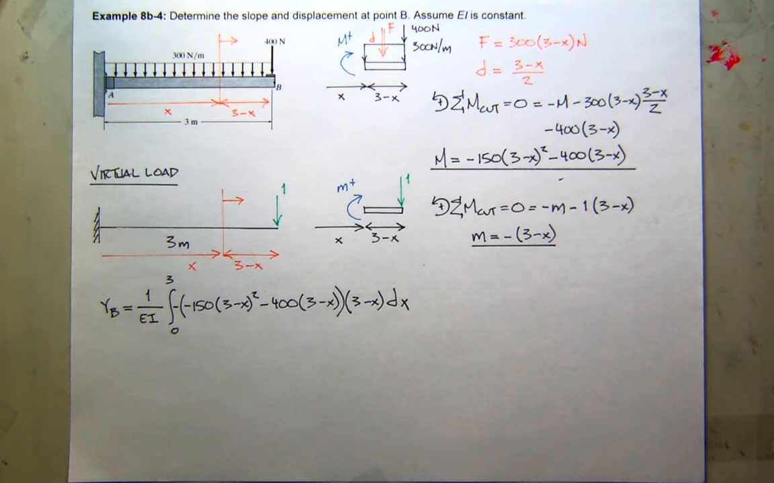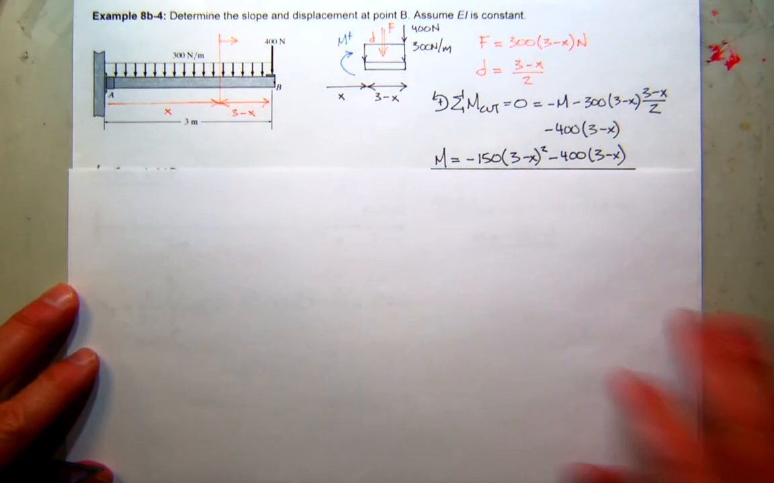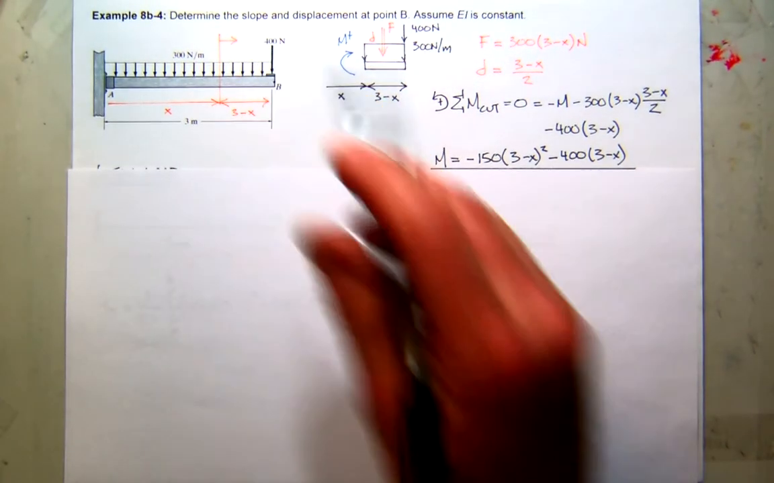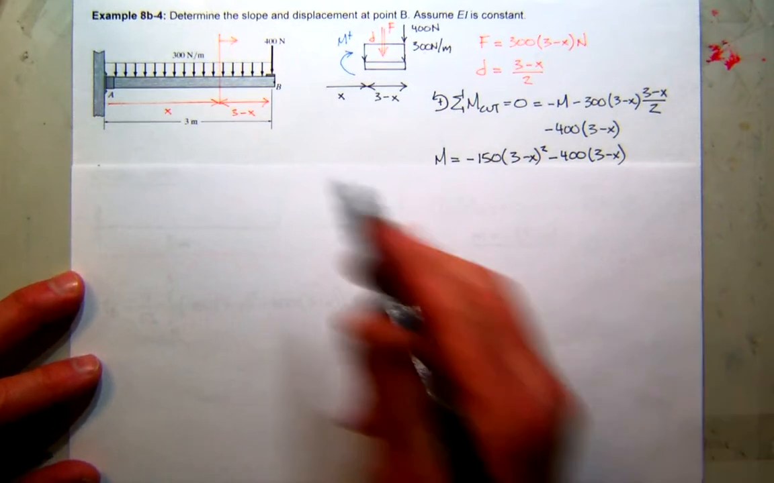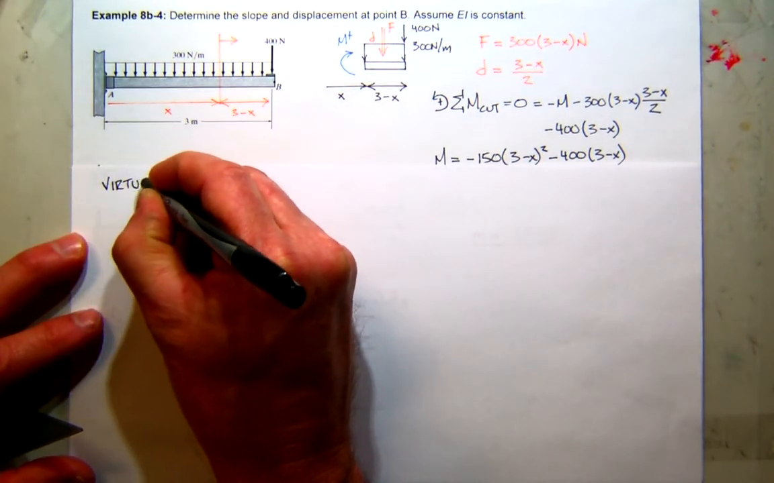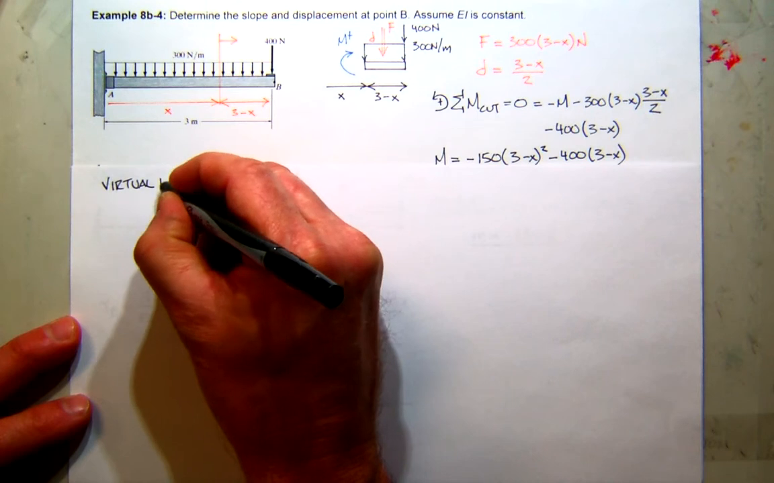What I wanted to do next was the second part of the problem, which is the slope. Right? So in that case, I now apply a virtual moment.